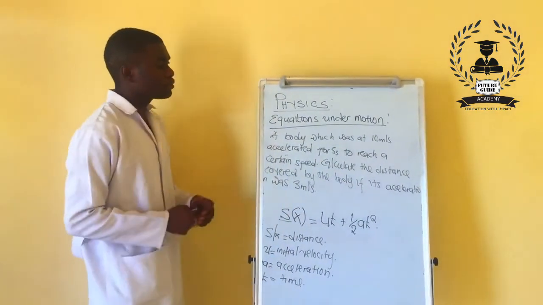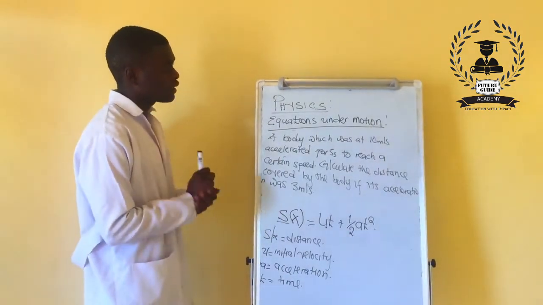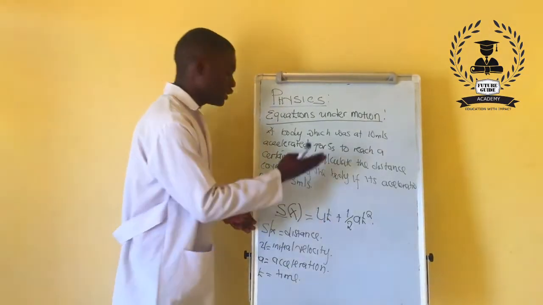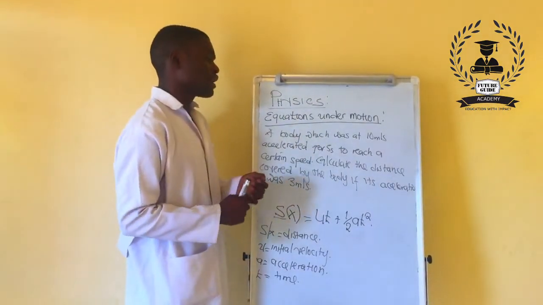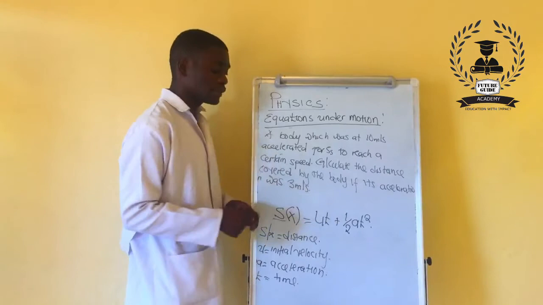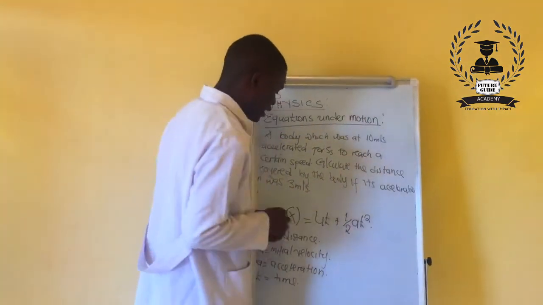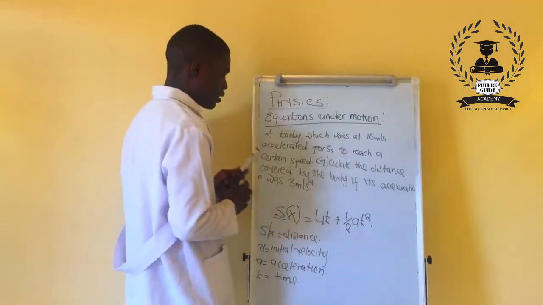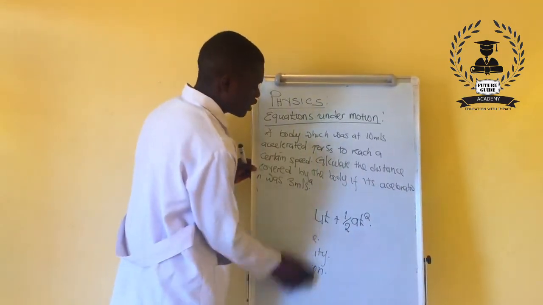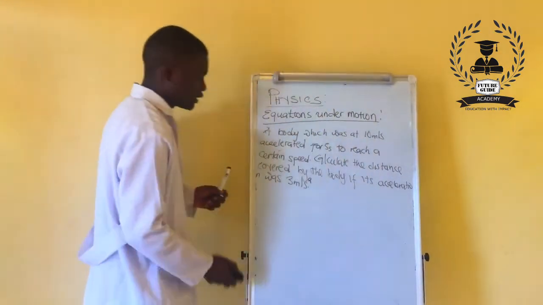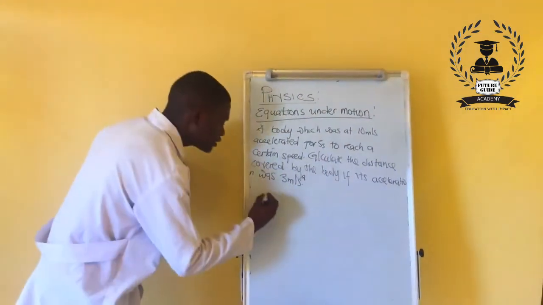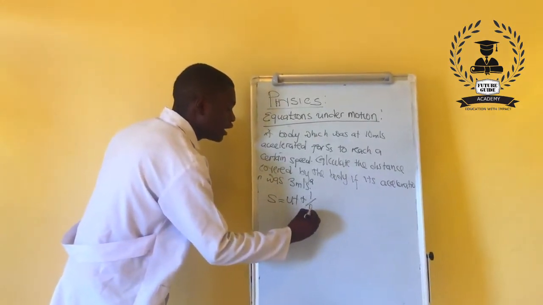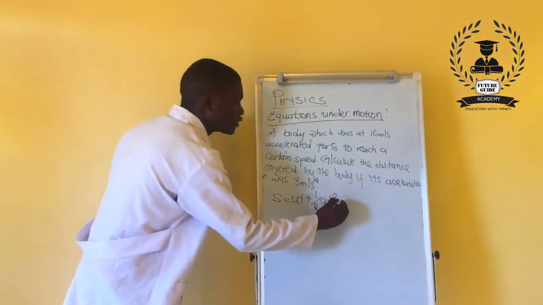Now, a body which was at 10 meters per second accelerated for 5 seconds to reach a certain speed. Calculate the distance covered by the body if its acceleration was 3 meters per second squared. Remember, acceleration is supposed to have a square. And now we are solving for distance. Our formula for distance: s is equal to ut plus half at squared.